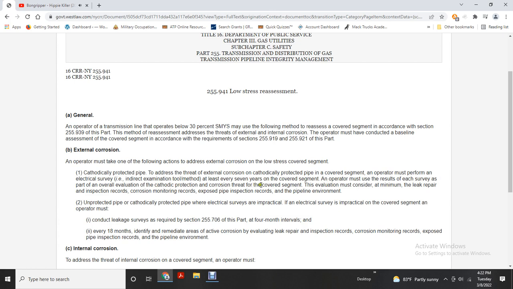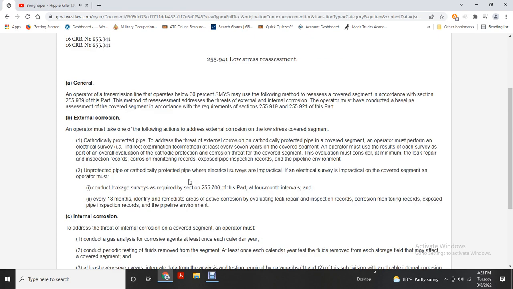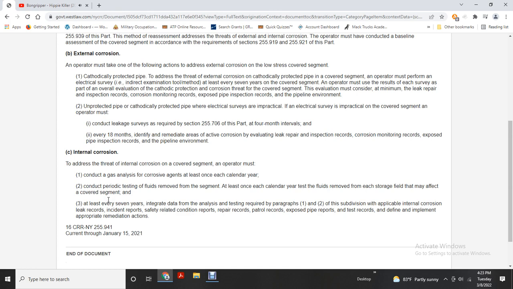For cathodic protection corrosion threat on the covered segment, the evaluation must consider leak repair and inspection records, corrosion monitoring records, exposed pipe inspection records, and the pipe environment. For cathodically protected pipe where an electrical survey is impractical, conduct a leakage survey as required by 255.706 at a 4-month interval, each 18 months. Every 18 months, identify and remediate active corrosion, evaluating leak repair and inspection records, corrosion monitoring reports, exposed pipe inspection records, and the pipeline environment.